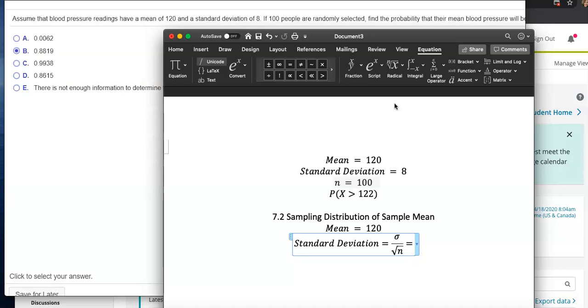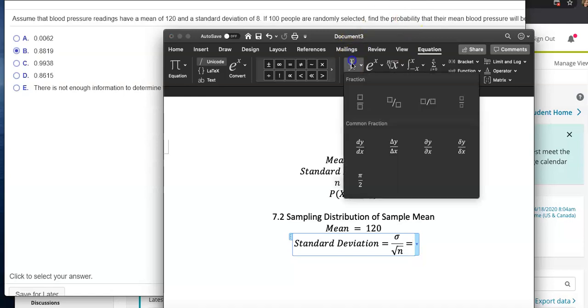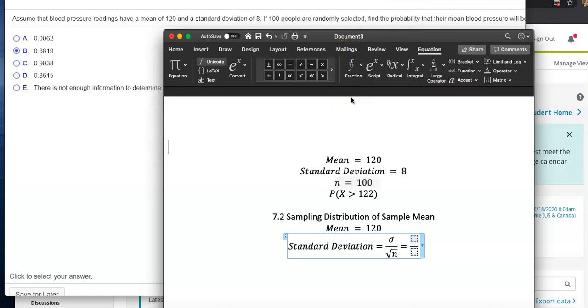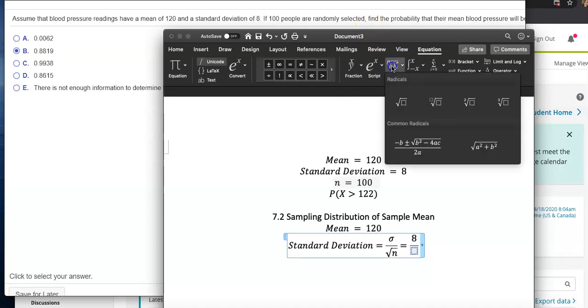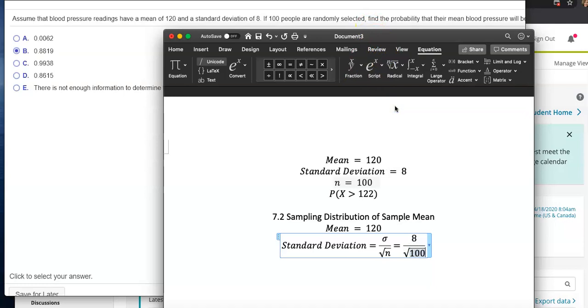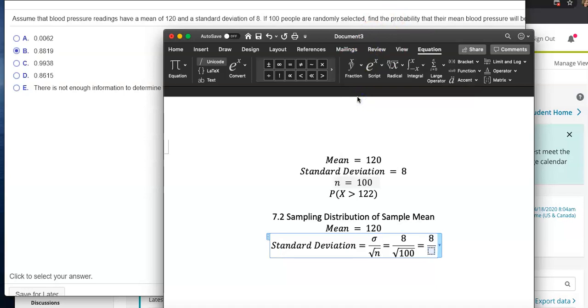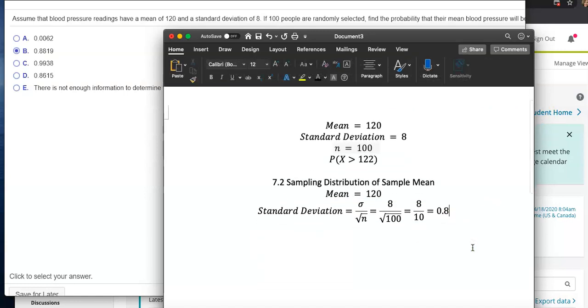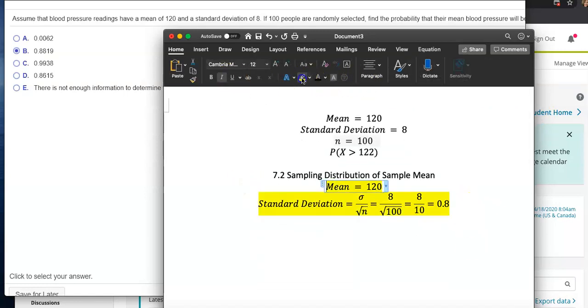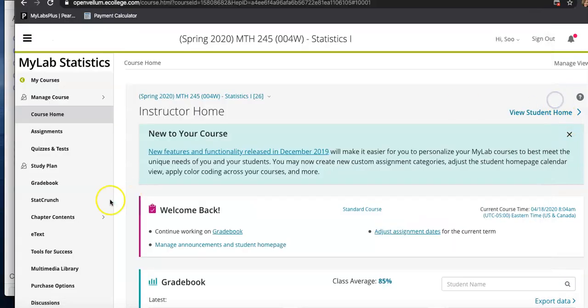The standard deviation that we should first calculate is going to be a fraction where we put the standard deviation of the population on the numerator, so 8 on the numerator, and then we put the square root of the sample size, 100, in the bottom. That turns into 8 divided by 10, right? Because I learned that StatCrunch doesn't like fractions when I enter them, I'm going to convert that into 0.8, and I'm ready to go to my calculator. These are the two things that you're going to use. Mean is 120 and standard deviation is 0.8. I'm going to StatCrunch.